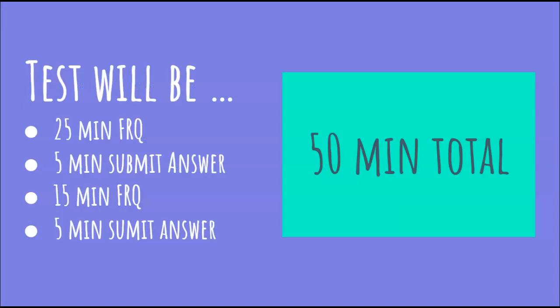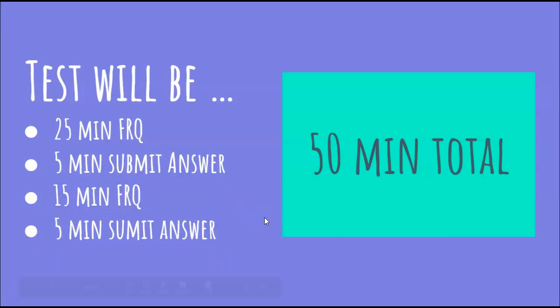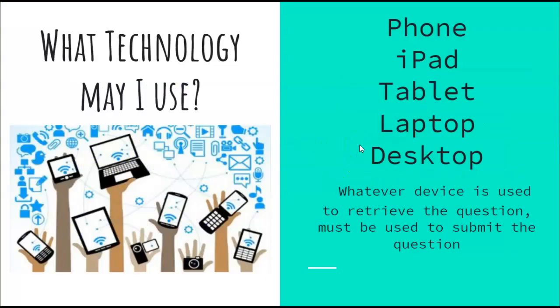So what will the test look like? It is 25 minutes of a free response question, and then they give you 5 minutes to submit your answer. You have to submit your answer within that 5 minutes, and I'll talk to you about how you submit it. And then you have a 15-minute FRQ and 5 minutes to submit an answer. So normally in class, our FRQs are about 23 minutes. So the first FRQ will be the normal one, and then this one will be a little bit shorter. So it's 50 minutes total, so it's not a lot of time.